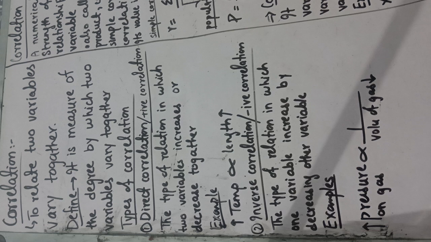So this was the short introduction about correlation and what it is, what its meaning is, what its definition is. We have discussed the examples and the types of correlation. Now move on to the next page.